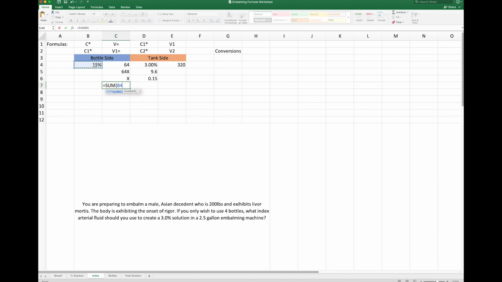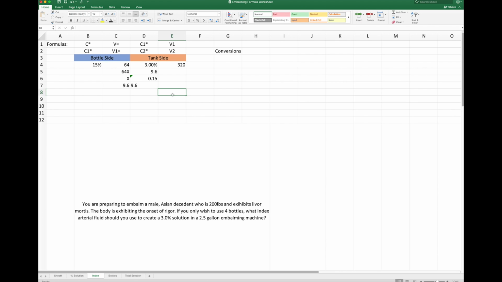Let's do our math. 9.6 equals 9.6. And a quick way for me to isolate this is in Excel, I can force it to look at certain cells by adding dollar signs. So I know this math is correct. I can just copy paste that there. 9.6 equals 9.6. Looks like my math is right. So we're looking at a 15% index, 4 bottles to create a 3% solution in 2.5 gallons.